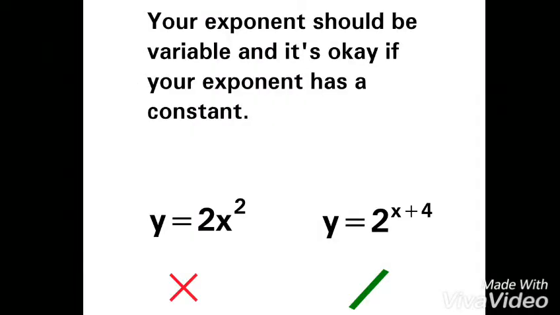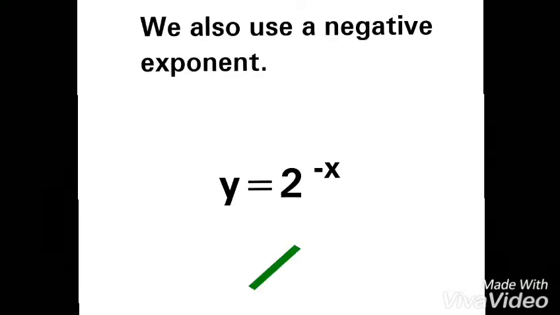Your exponent should be a variable, and it's okay if your exponent has a constant, because your exponent variable must be changed into the given number of f of x. And lastly, it's okay if your exponent is negative, because in an exponential function, a negative exponent should be changed into a numerator of 1.